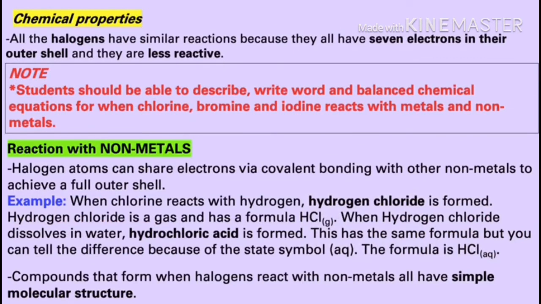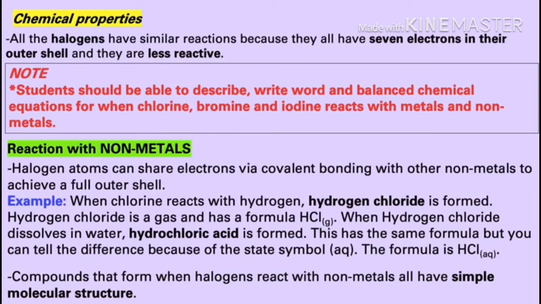Chemical properties. All the halogens have similar reactions because they all have 7 electrons in their outer shell. Note: students should be able to describe, and write word and balanced equations for when chlorine, bromine and iodine react with metals and nonmetals.